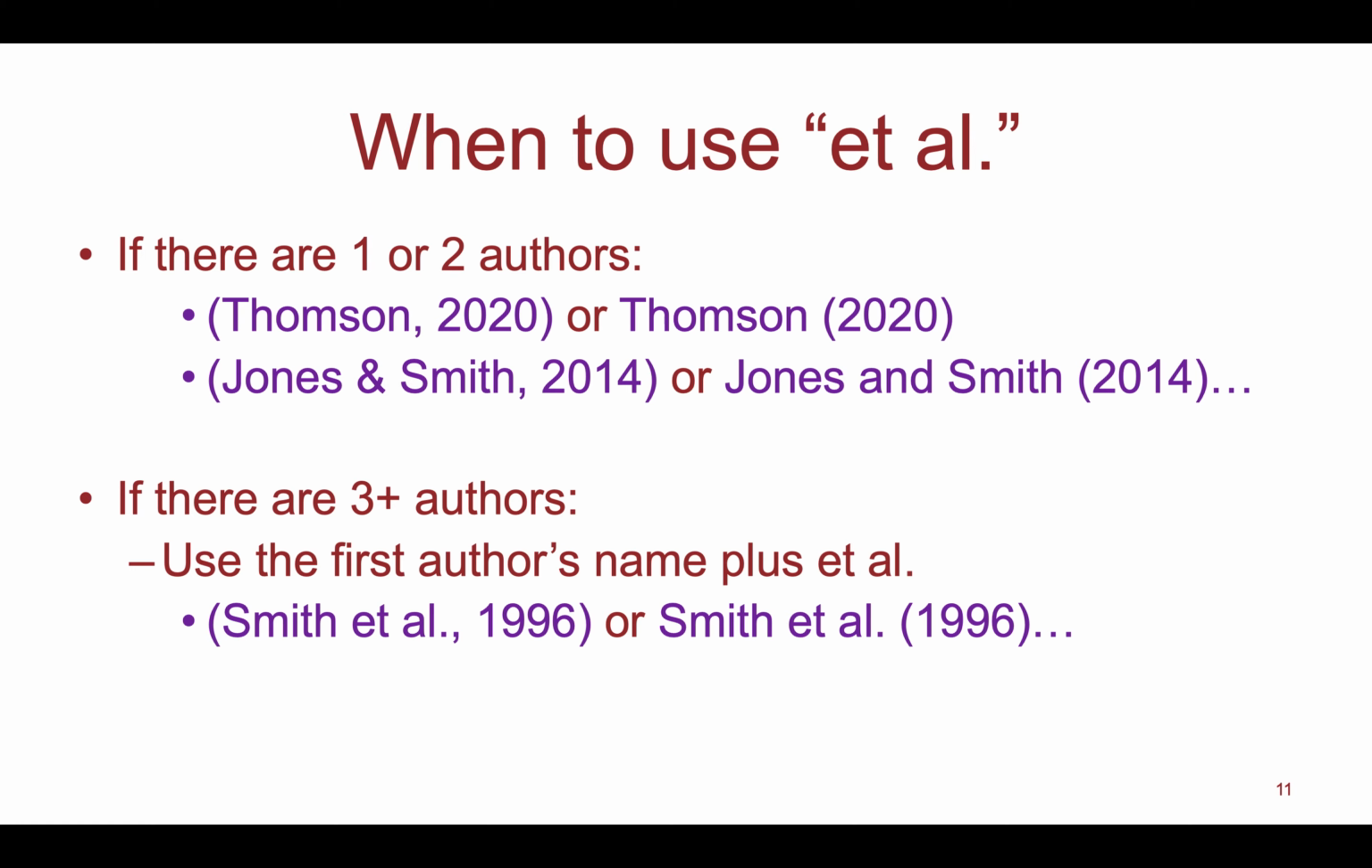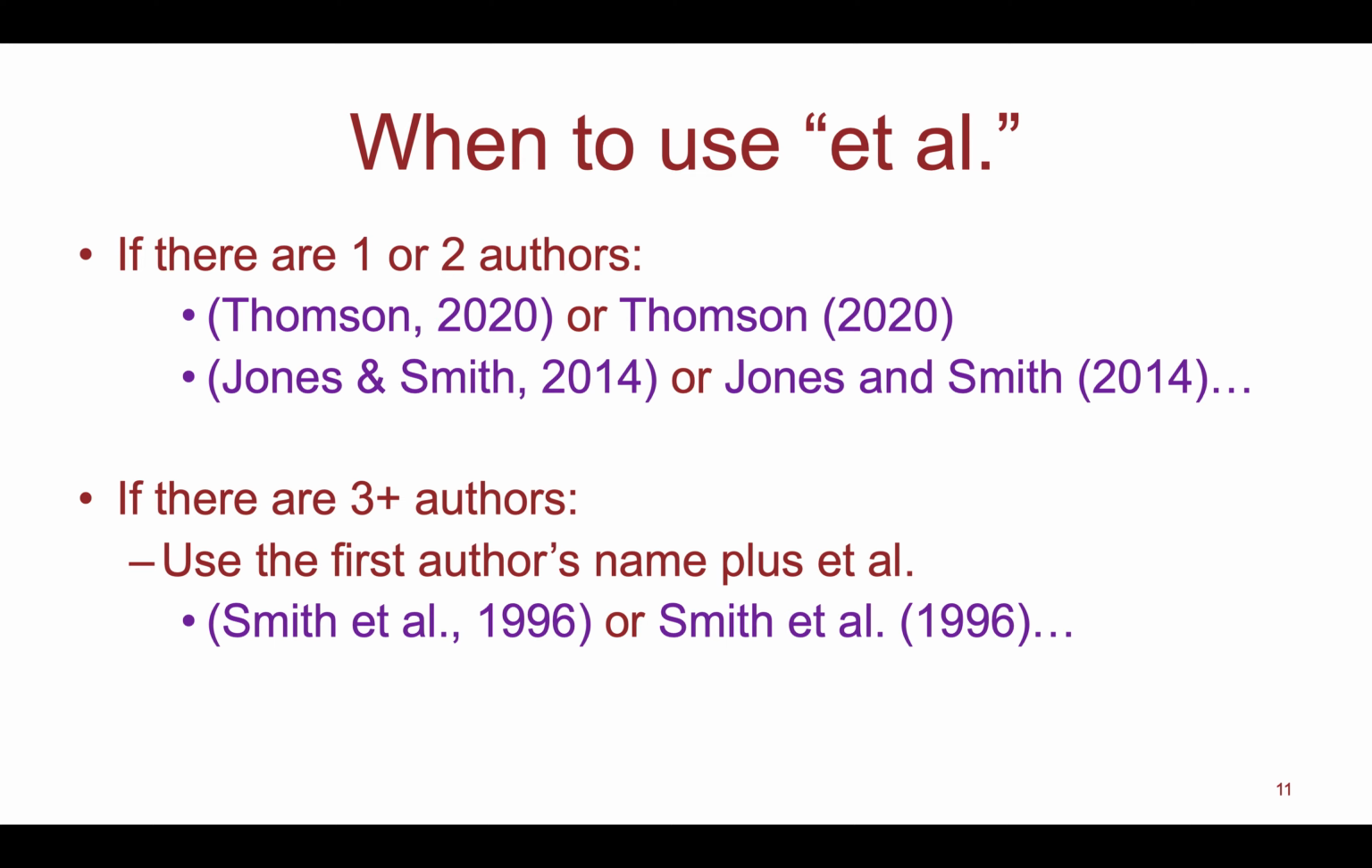So when to use et al. Sometimes instead of listing out all the authors' names, you replace it with the abbreviation et al. If there are one or two authors, you just list all the names. You don't abbreviate. So you see some examples here, Thompson 2020, or Thompson 2020 with the name outside of the parentheses. And with two authors, Jones and Smith, an ampersand if it's inside parentheses, the word and if outside of parentheses. So one or two authors, pretty straightforward.